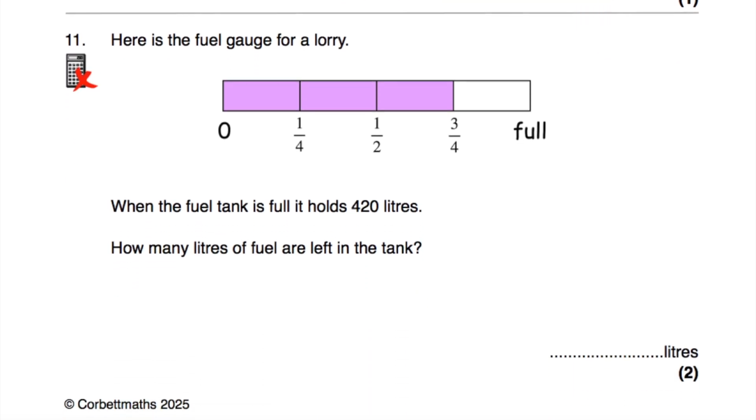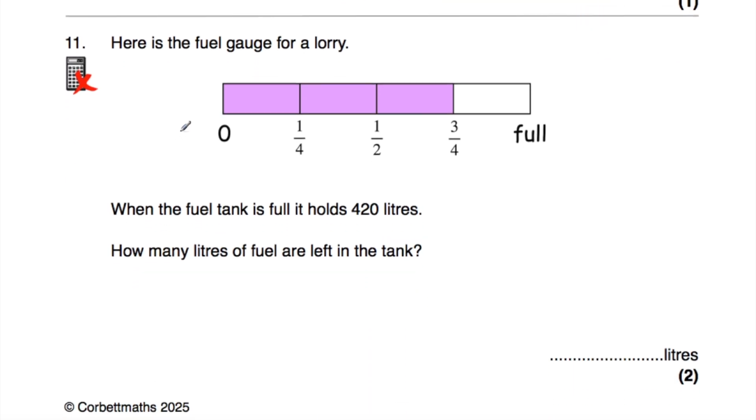Okay, let's look at our next question, question number 11. We're told, here's the fuel gauge for a lorry. So this is the fuel gauge for a lorry, and we've got 1/4, a half, 3/4 full. So that's quite straightforward. At the minute, it's 3/4 full. As you can see, the tank is 3/4 full. And the question says, when the fuel tank is full, it holds 400 litres. So when it's full, that's 400 litres.